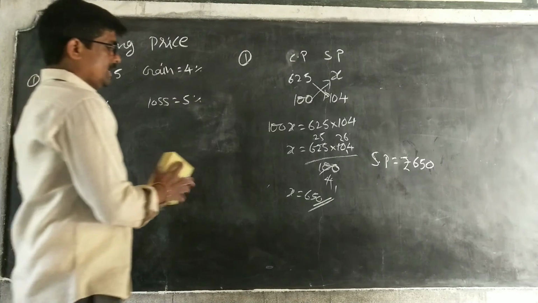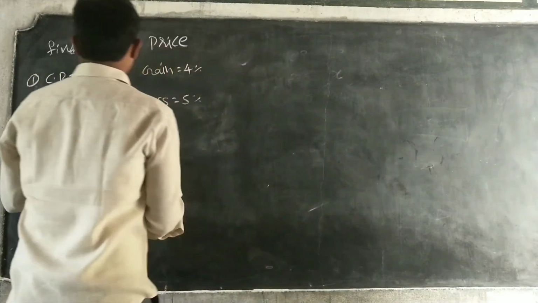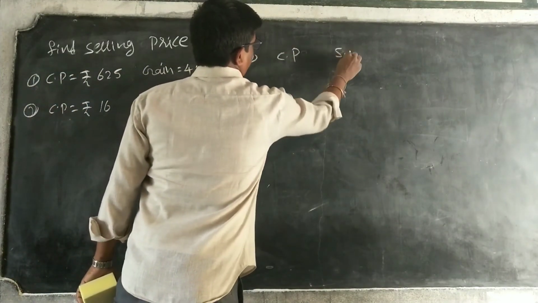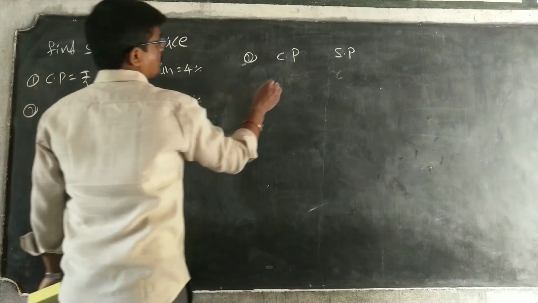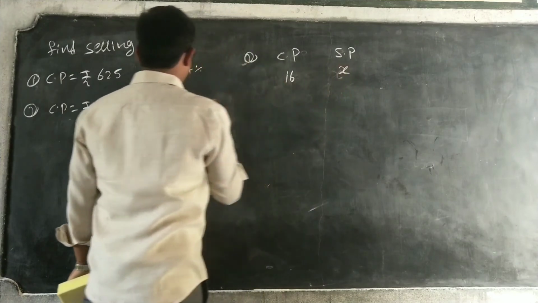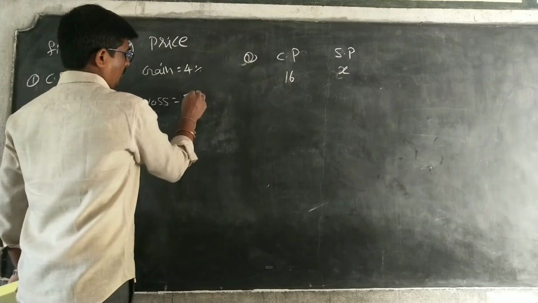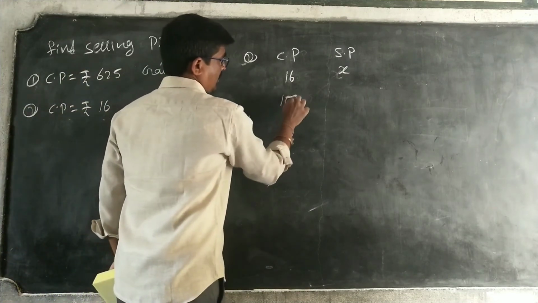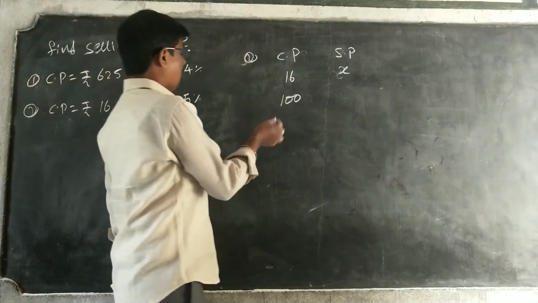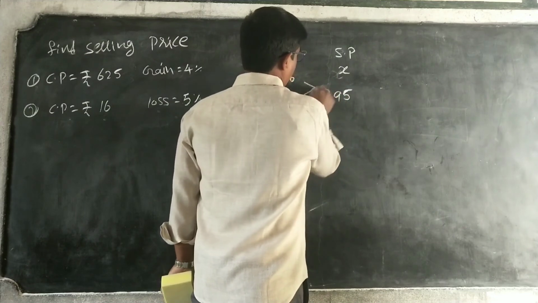Next we are going for the second problem. Same as that only. Observe here. So cost price and selling price. What is the cost price? 16 rupees. We have to find the selling price. Loss is given, loss 5%. How much percentage? 5%. So 100% is always taken as 100. Loss means 95 only, because 100 minus 5 is 95.